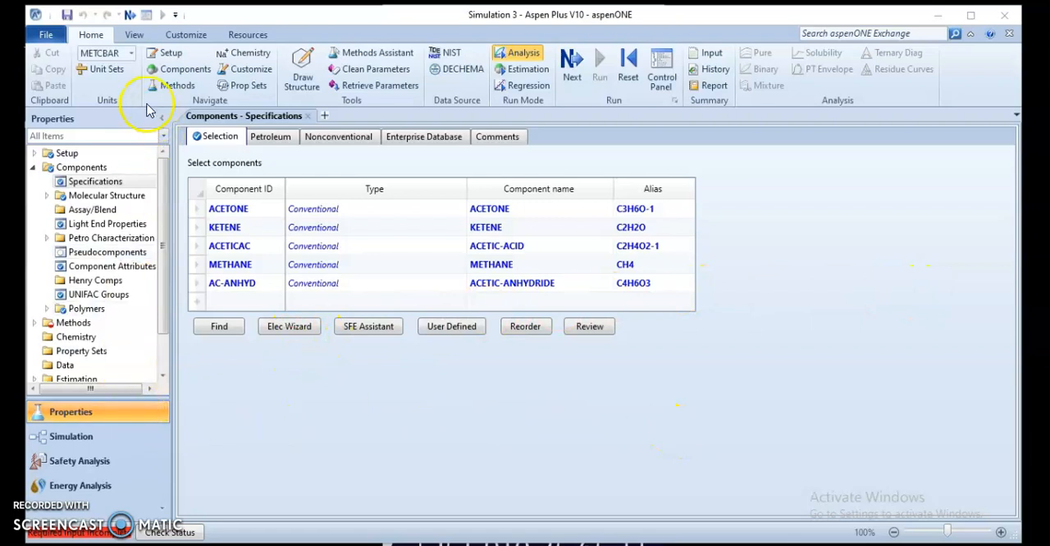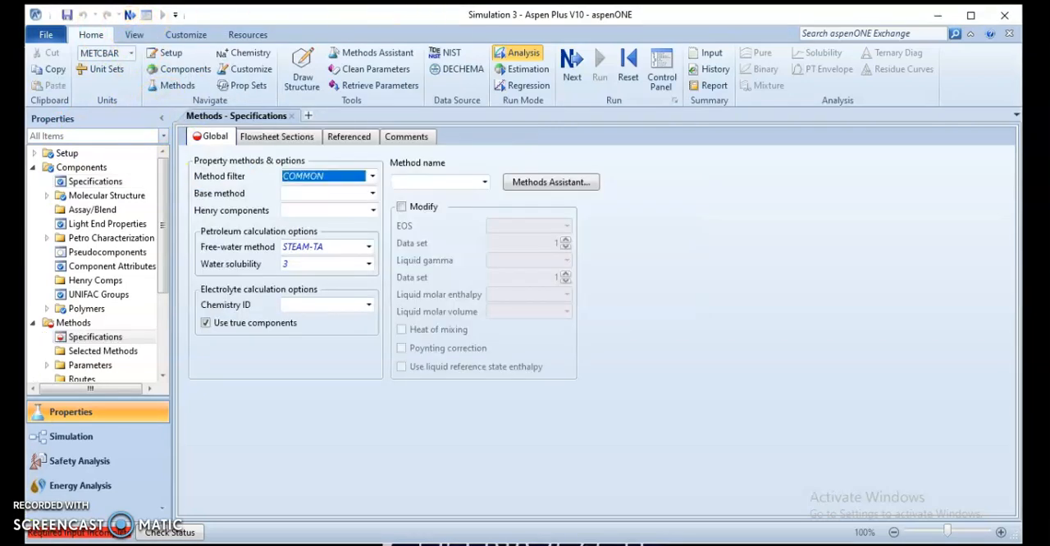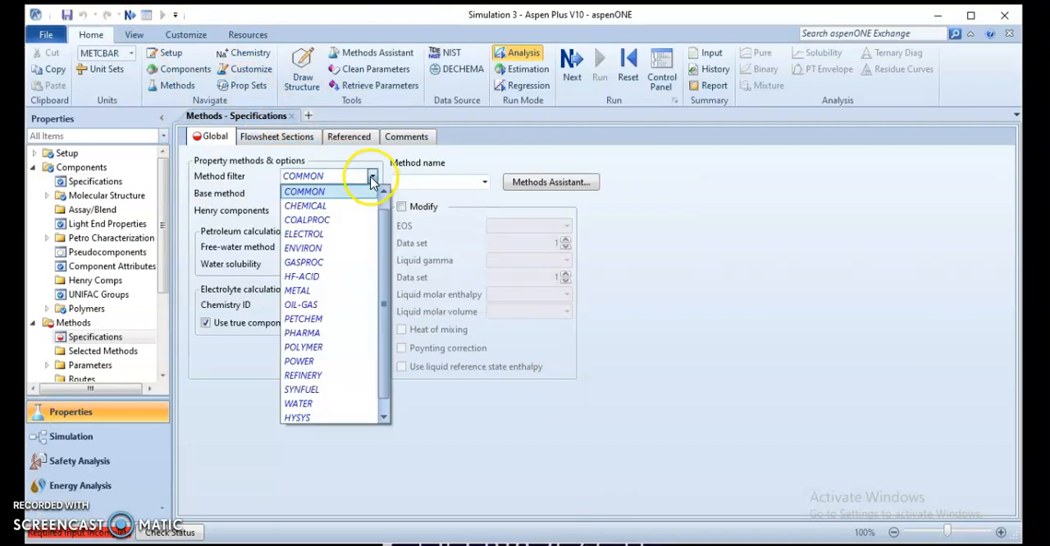So let's click on the Next button. The Next button is always our lifesaver. Let's choose our method, WILS.